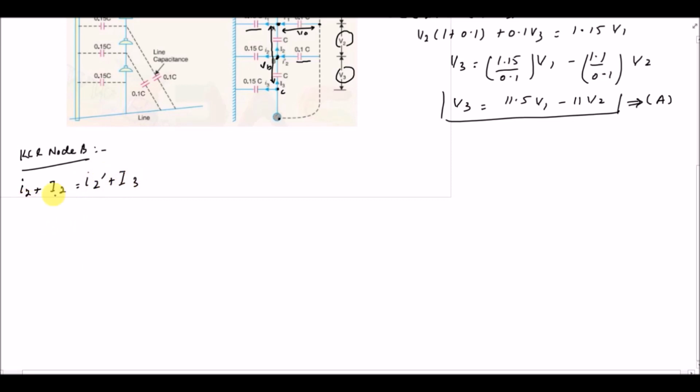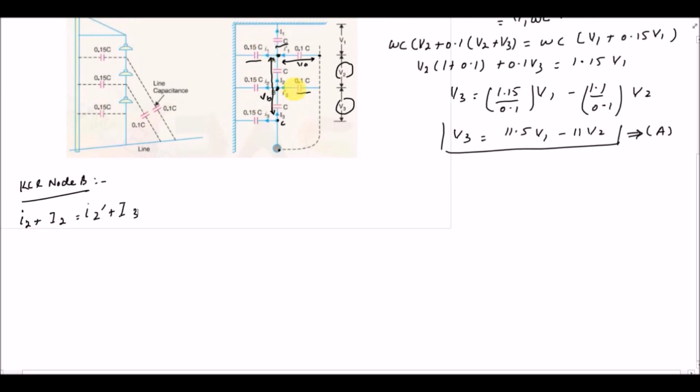Now for small I2, again the voltage V1 is actually the same voltage that is between these 2 points, which is V2. So this V1 is actually equal to V2. So it is the summation of V1 and V2. So it will become 0.15 omega C into V1 plus V2 plus omega C V2.